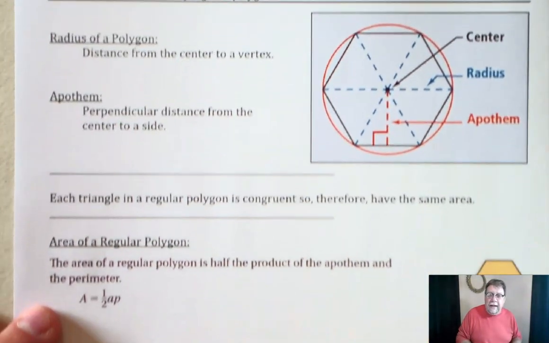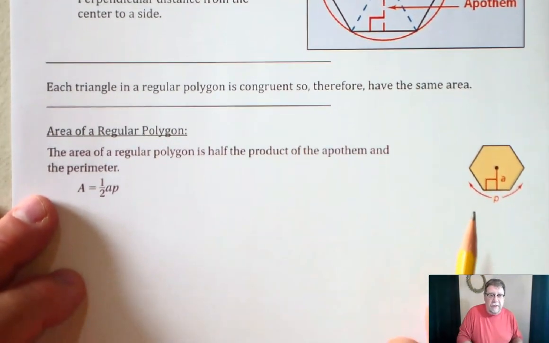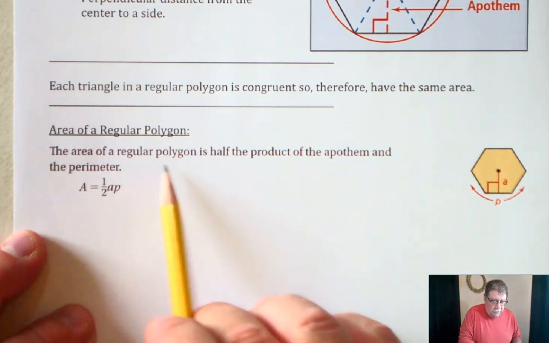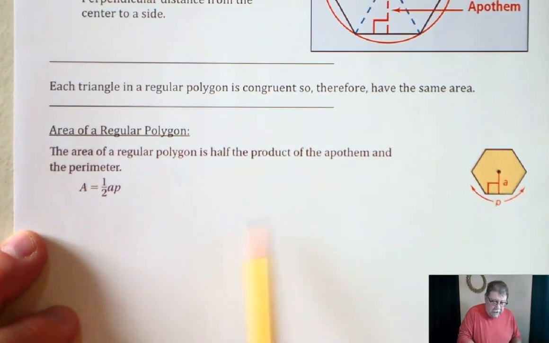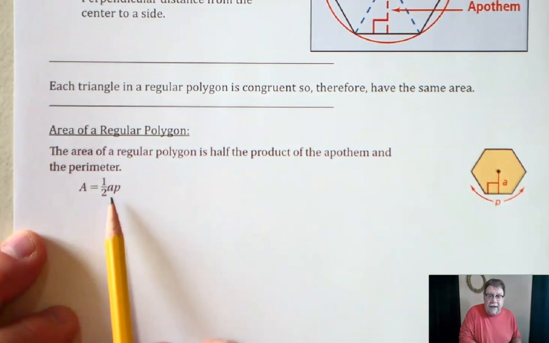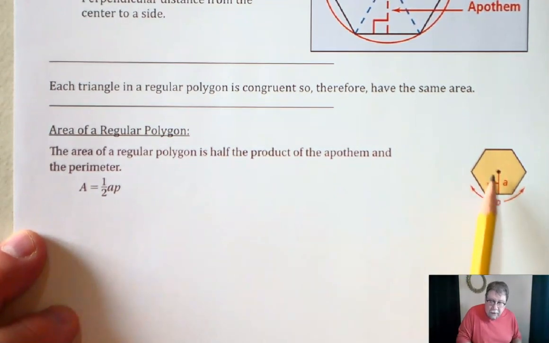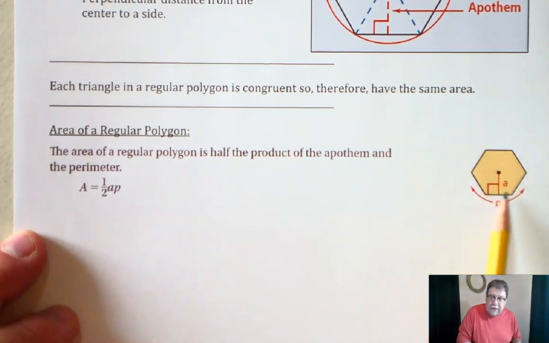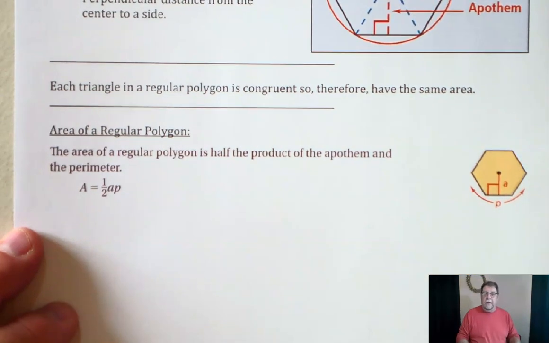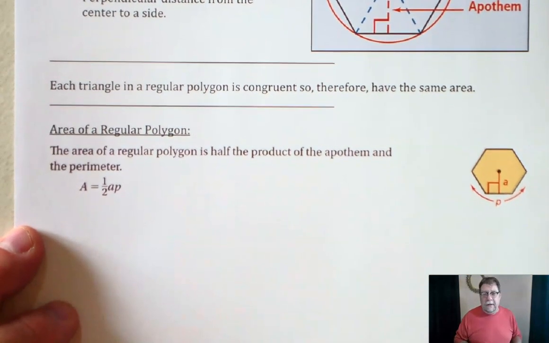So what we're going to look at is this formula. The area of a regular polygon is half the product of the apothem and the perimeter. So we need to find 1/2 times the length of the apothem, so that's the length that goes to the midpoint, the perpendicular measure, times the perimeter. And the perimeter would be all the sides added together. It's not so bad. It's actually pretty easy to do.